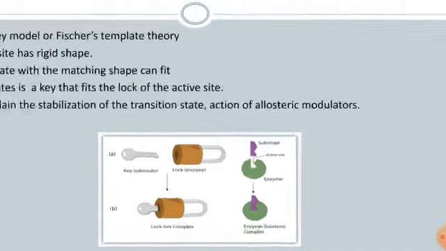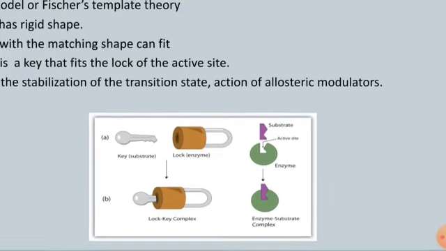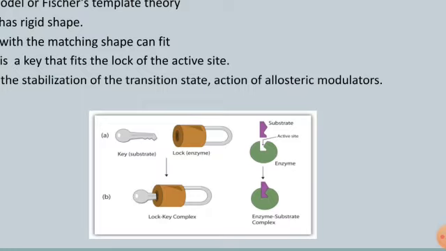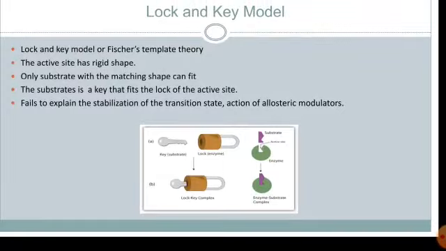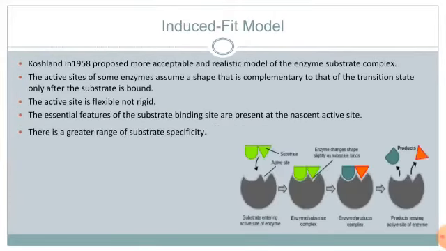See in the diagram, the enzyme's active site. The key is the substrate, and the key inserts into the enzyme's active site. But in this process, the enzyme active site is rigid, so there is a need for a specific type of substrate, and then the enzyme substrate complex is formed. Otherwise, the enzyme's active site is not molded and the proper enzyme substrate complex is not formed.